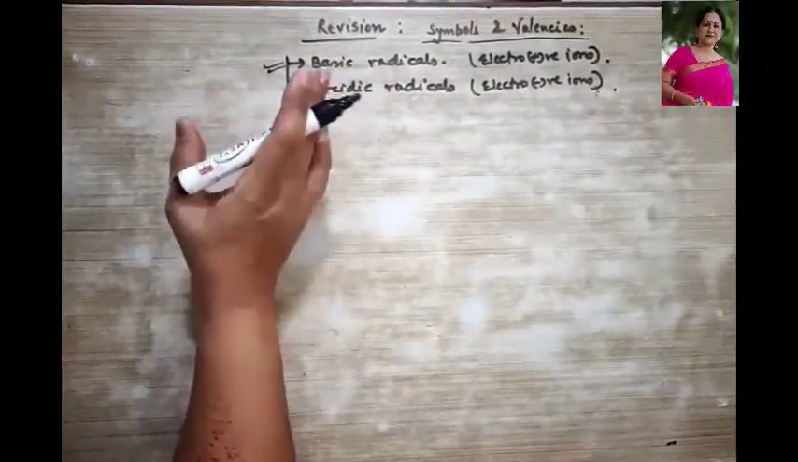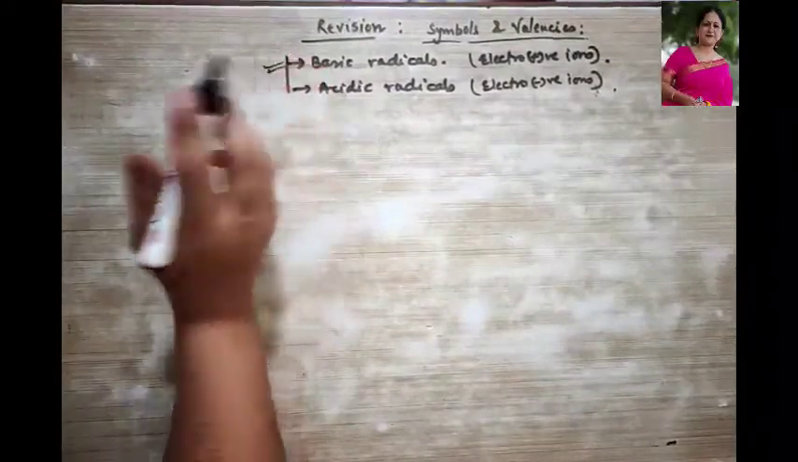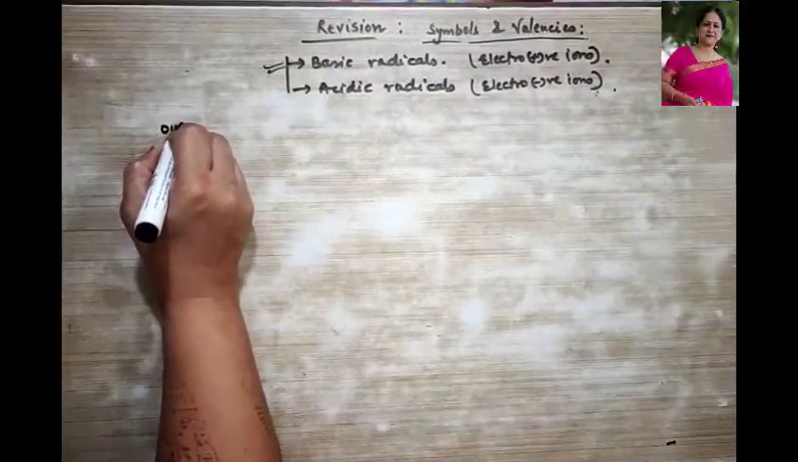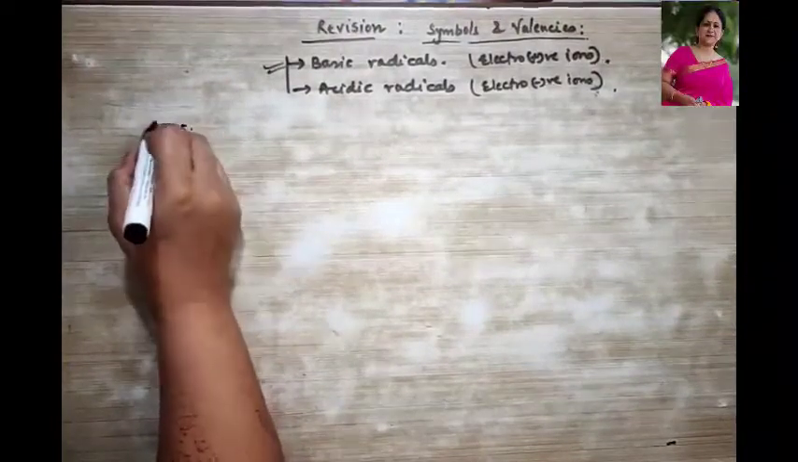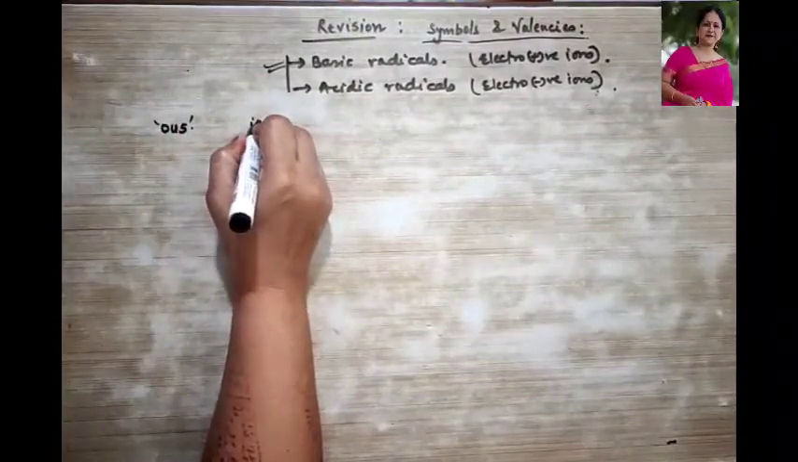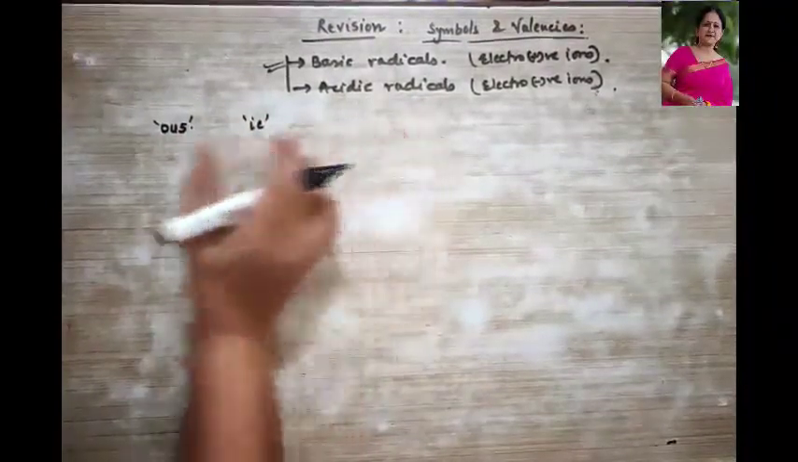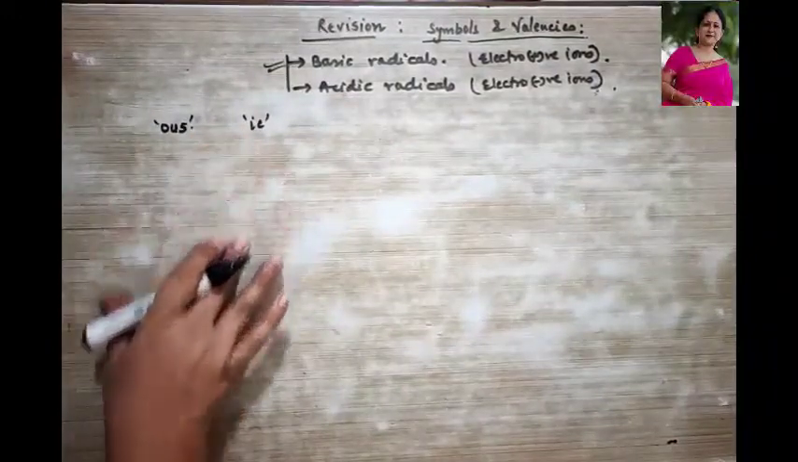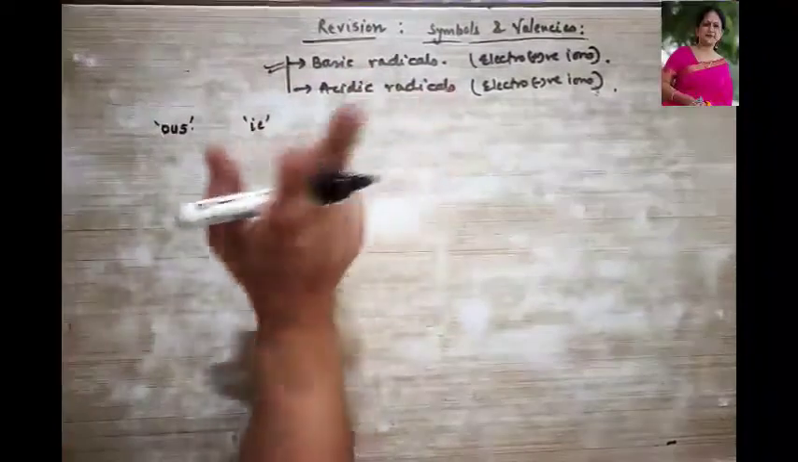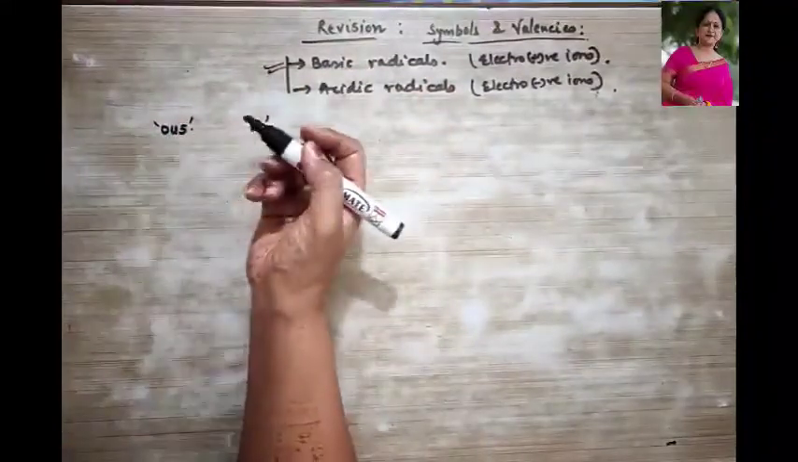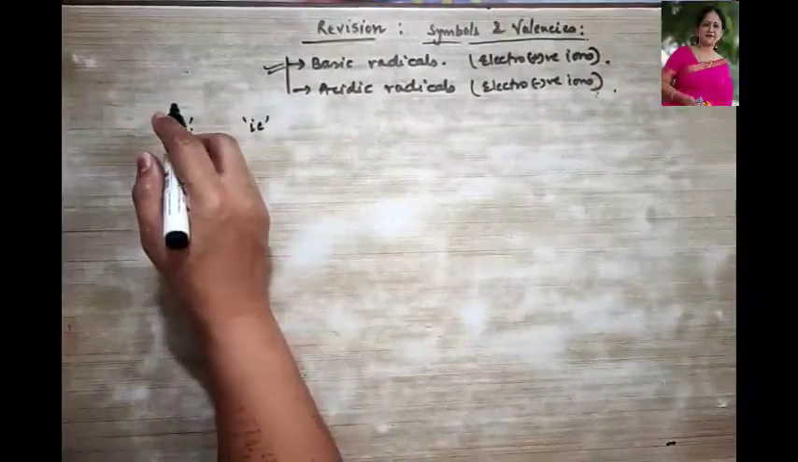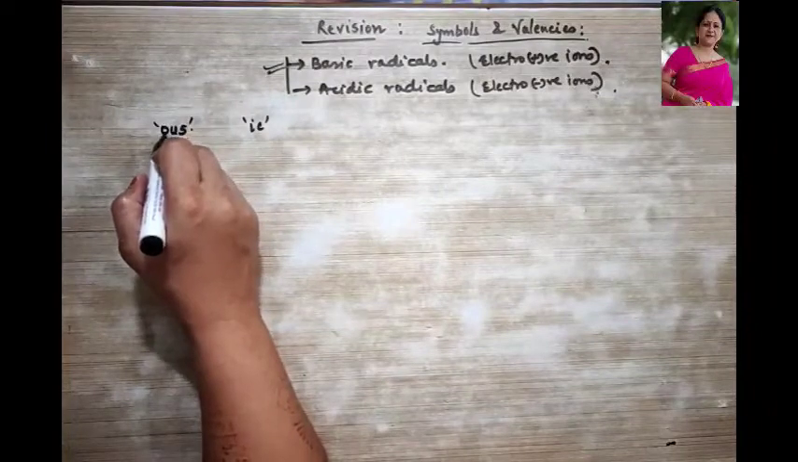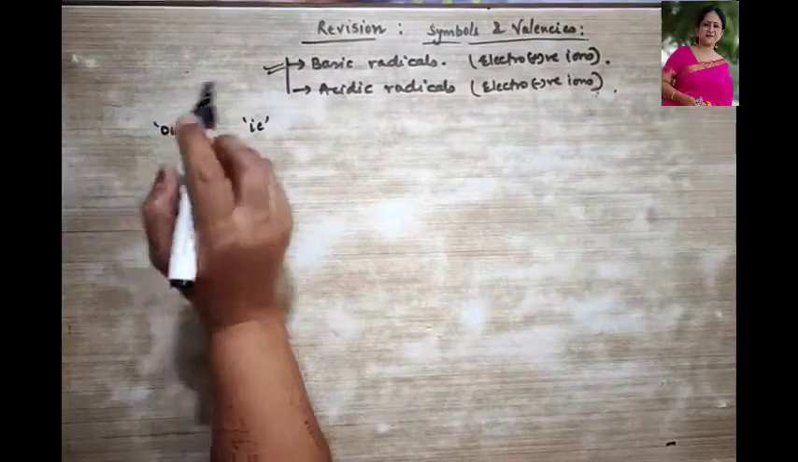So all those basic radicals whose valency is +1. Now you should remember, all those who have variable valency, their lower valency is called as "-ous", and higher valency is called as "-ic". Firstly I'm going to discuss all those radicals whose valency is 1, and if they have a variable valency, then the +1 valency of that particular element will be called as "-ous".